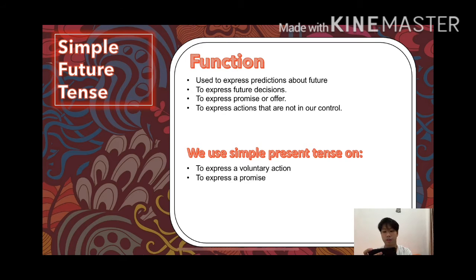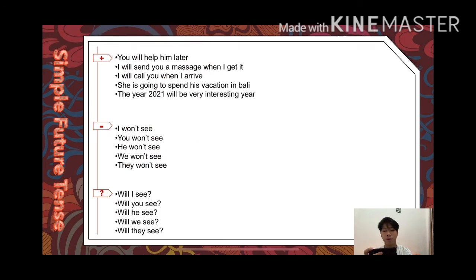The function of simple future tense is used to express a prediction about the future, to express a future decision, to express a promise or offer, to express actions that are not in our control. We use it to express a voluntary action, to express a promise. And for the example, the positive one is you will help him later. And the negative is I won't see. And for the question is will I see?